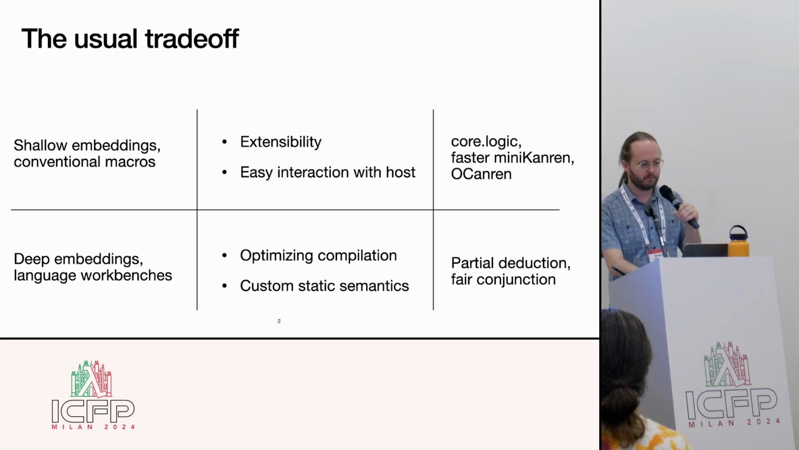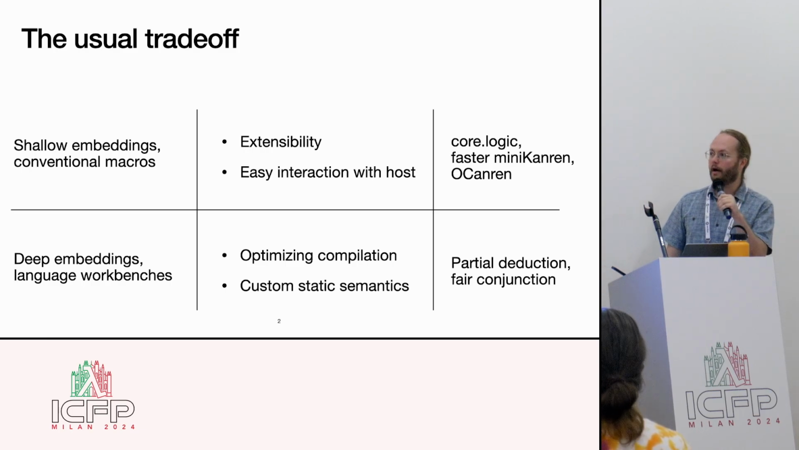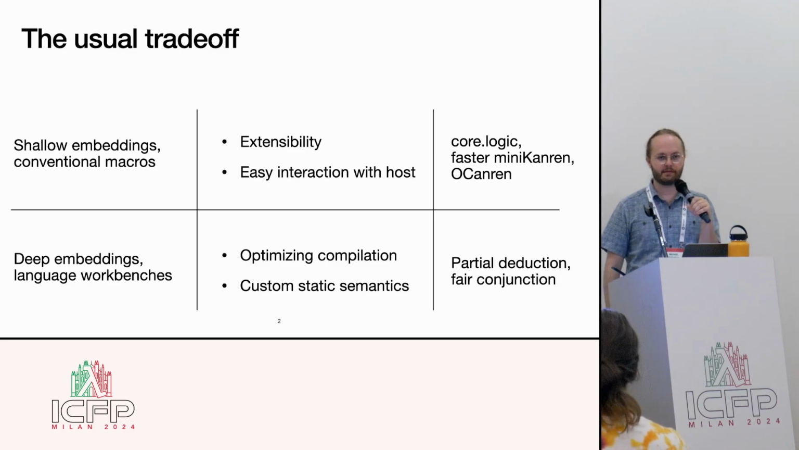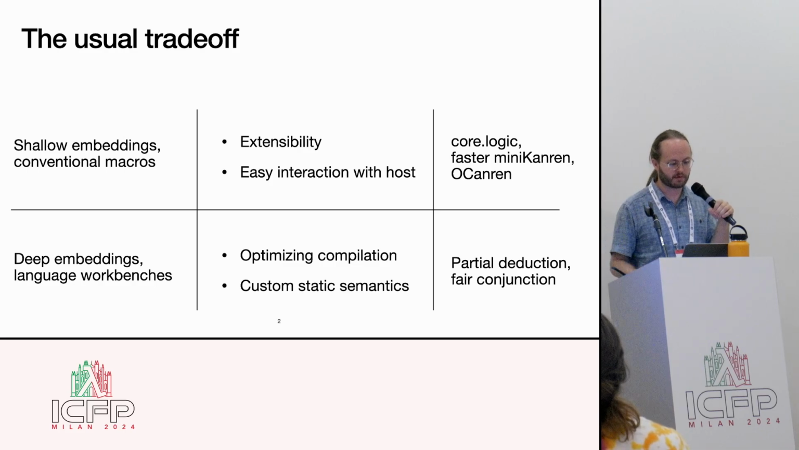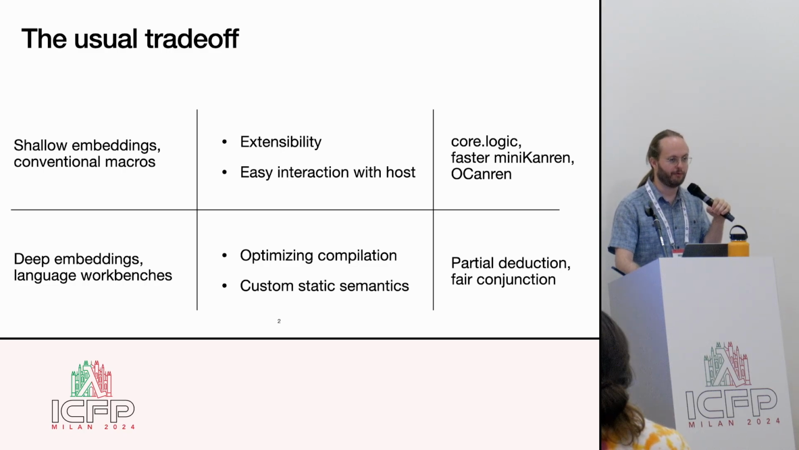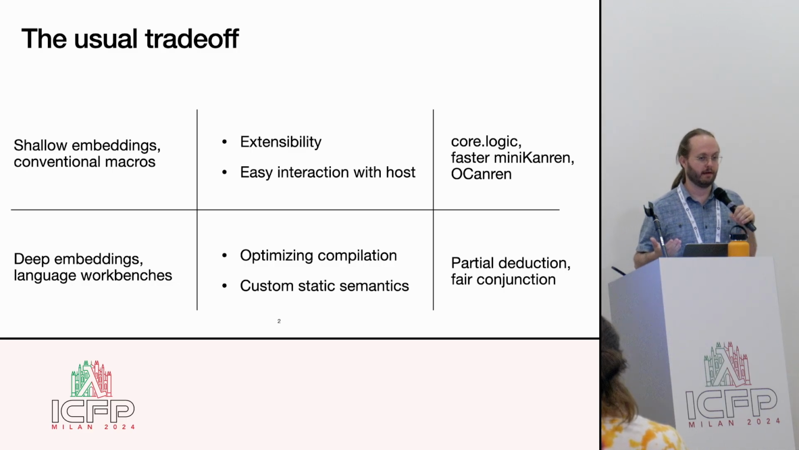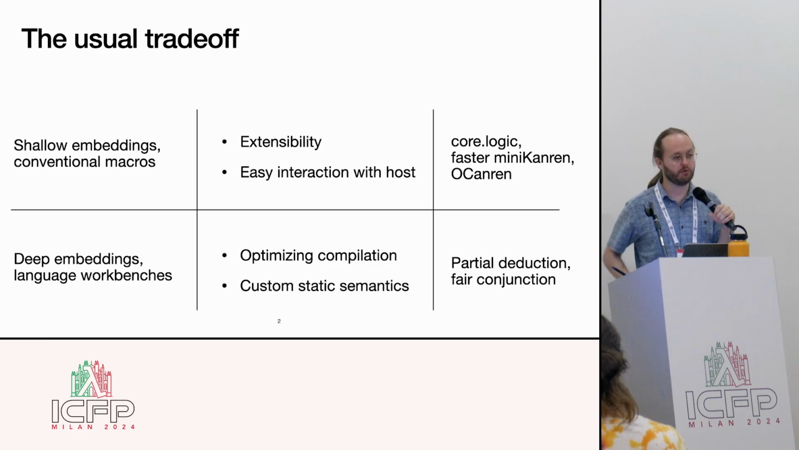This talk is about a new implementation of miniKanren and a new implementation strategy for DSLs in general that sort of escapes this usual catch-22 that we're stuck in when we implement a DSL. So we can use one of these two implementation strategies. We can use a shallow embedding or conventional macros, which are sort of the compile time equivalent of a shallow embedding. And if we use that strategy, then it's really easy to get an extensible DSL that users can add to. And it's really easy for users of the DSL to make it interact with the host language.